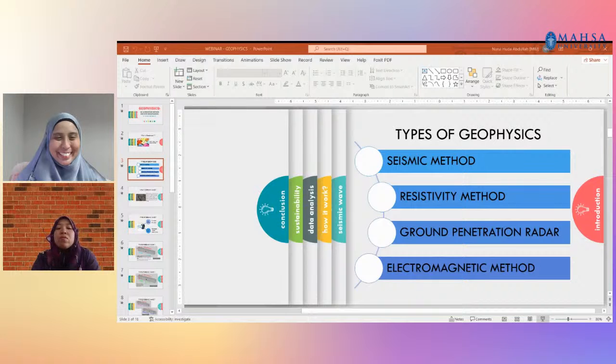And there are two types of seismic waves. Here, I highlight the first one, the body wave, and the second, the surface wave. The body wave splits into the P wave and the S wave, and I will explain later what both the P wave and S wave are. The second broad group is the surface wave, which is divided into the Rayleigh wave and the Love wave. So these are the broad groups under the types of seismic wave.